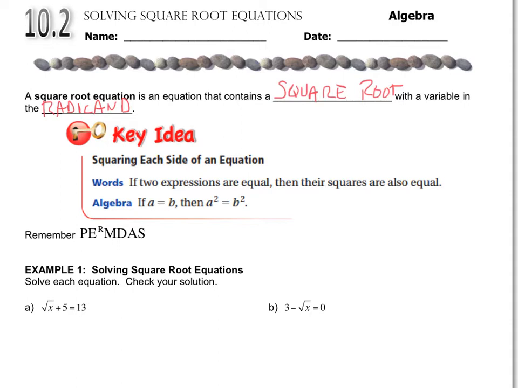So here's the key idea. If A equals B, then A squared equals B squared. And we're going to use that idea to help us find some answers with our inverse operations as well, to solve problems with our square root signs.